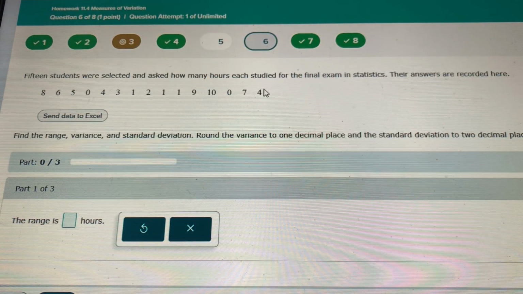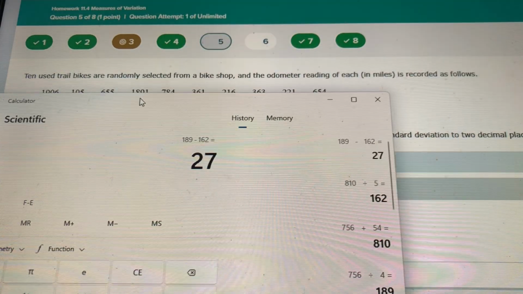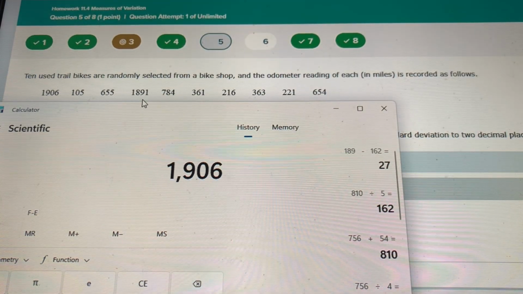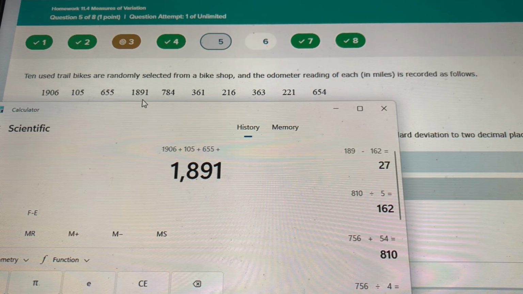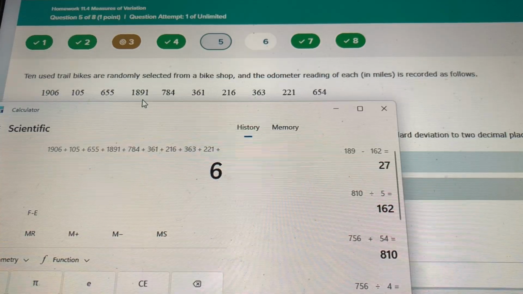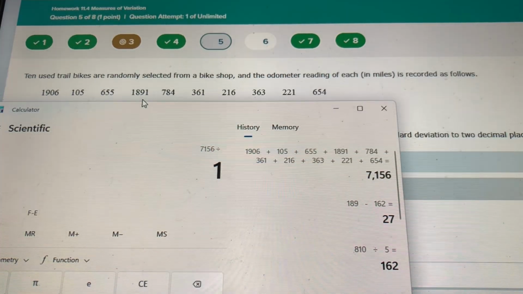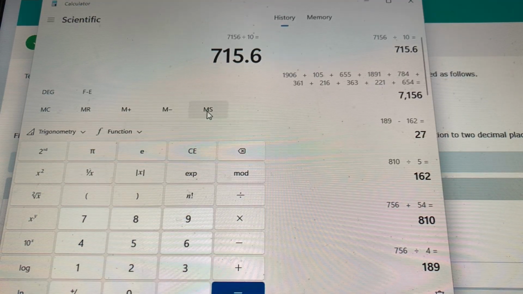They both take a long time. And number 6 will be really painful with 15 numbers. But the one good thing about number 5 is there's only 10 numbers here. So the mean's going to come out nicely no matter what happens. 1906 plus 105 plus 655 plus 1891 plus 784 plus 361, 216, 363, 221, and 654. Divided by 10. The mean is exactly 715.6, and I'm going to store it in memory.